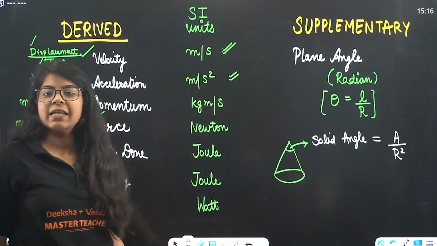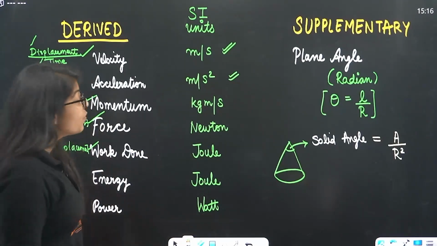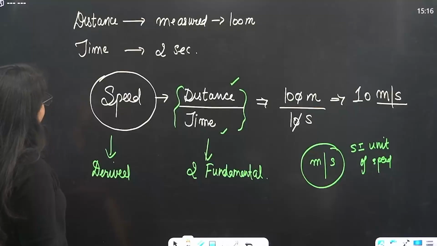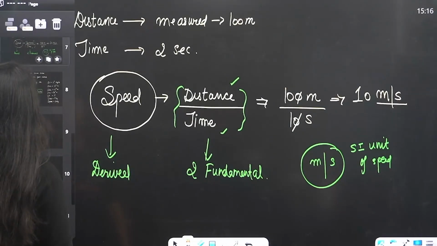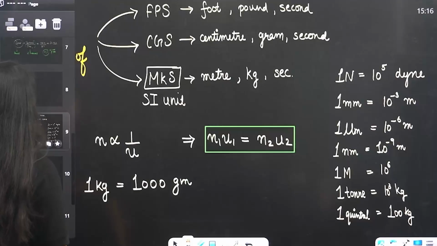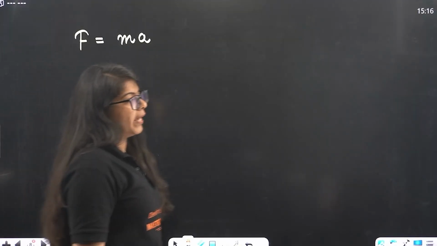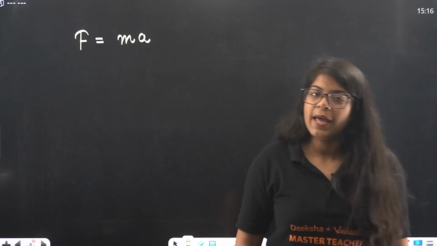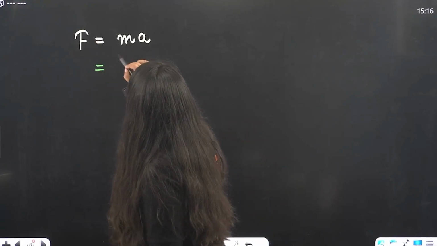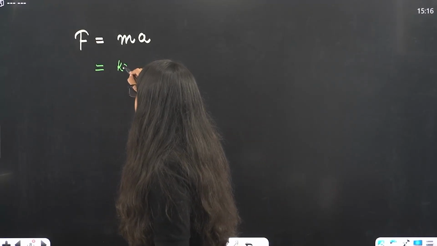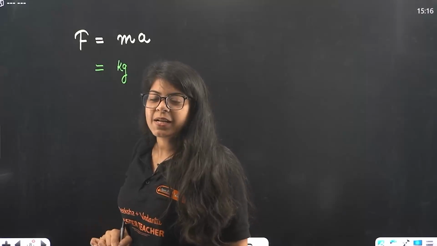Kg meter per second. That's the unit. Force we have studied. Force, beta, we have studied M into A. Now beta, what is the unit of M? Ma'am, that is simply mass, kg.